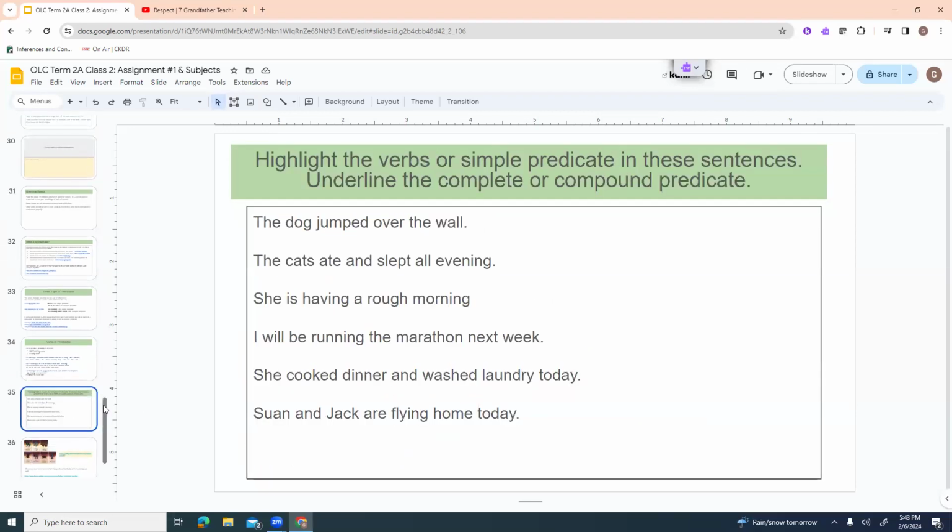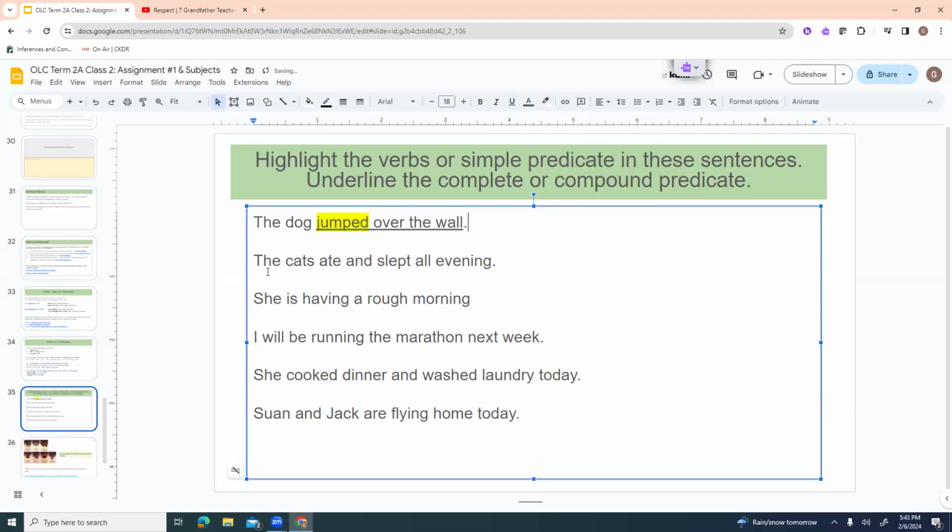Okay. So if I'm looking at the verbs or the simple predicates in these sentences, I want to look at the complete or the compound predicate. So we already looked at the subject earlier. We know that's the dog. Over here, I've got jumped over the wall. That is my whole predicate. And just the word jumped, that's my verb or my simple one.